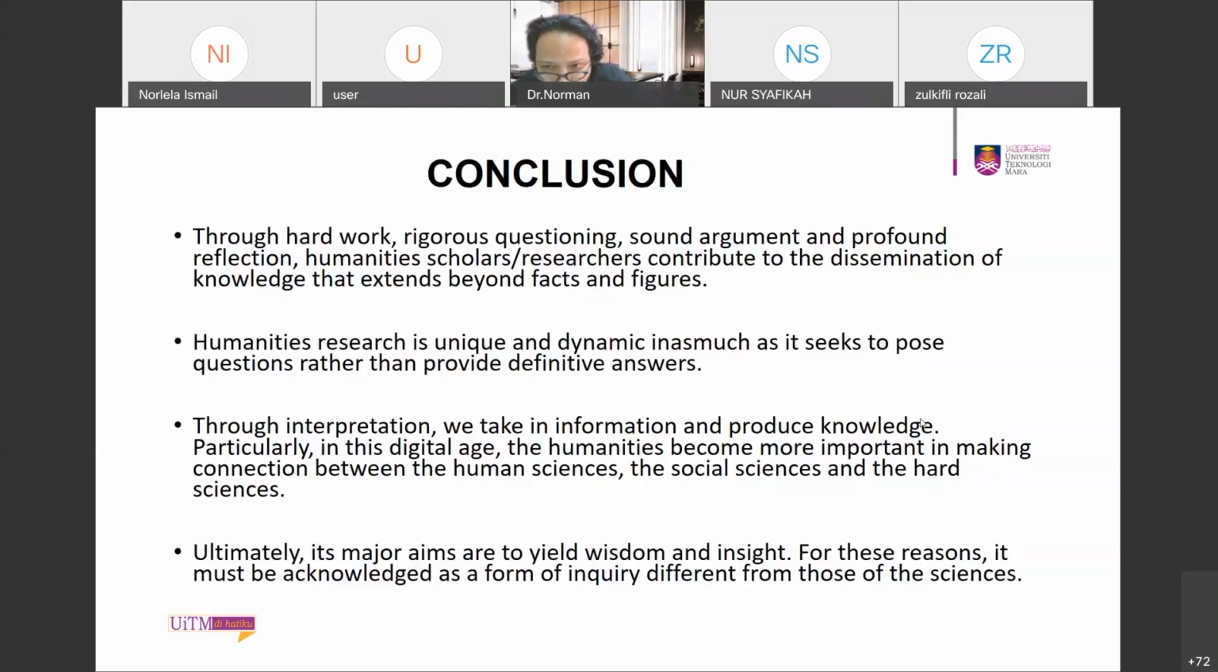And then next question, Dr. Norman, from Muslim Ismail. How difficult is it to find research articles in humanities in Scopus and Web of Science, especially in Malaysian research context? Is it difficult to find the research articles?